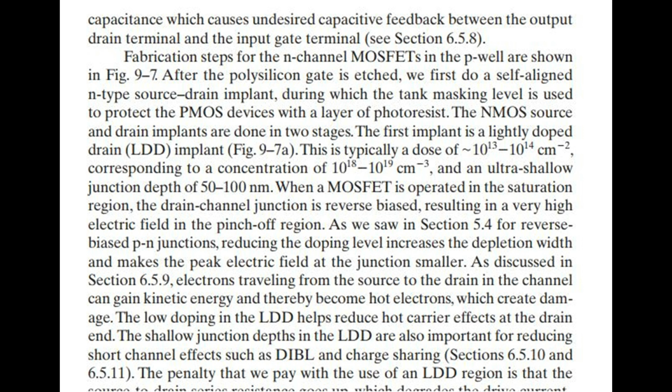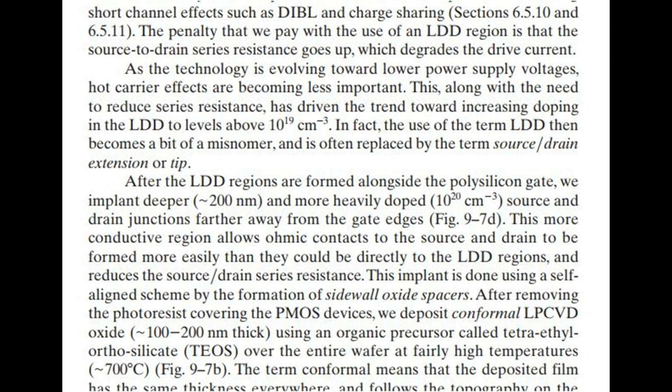As discussed in section 6.5.9, electrons traveling from the source to the drain in the channel can gain kinetic energy and thereby become hot electrons, which create damage. The low doping in the lightly doped drain helps reduce hot carrier effects at the drain end. The shallow junction depths in the lightly doped drain are also important for reducing short channel effects such as DIBL and charge sharing, sections 6.5.10 and 6.5.11. The penalty that we pay with the use of a lightly doped drain region is that the source-to-drain series resistance goes up, which degrades the drive current.